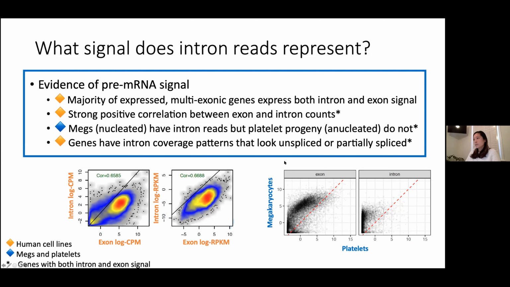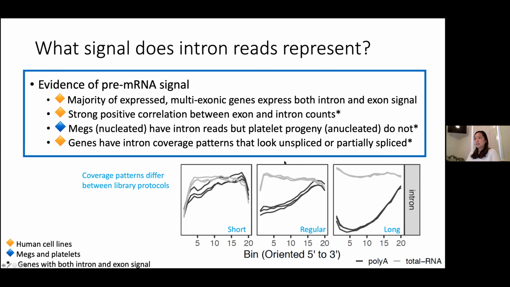Last of all, we look at genes and their coverage patterns. When we look at the coverage patterns of, again, the human cell lines, these are separated into short, regular, and long genes based on the length of the intronic region. Then we've got the 3 different replicates of the poly A and the total RNA represented by black and gray. If we first focus on the total RNA signal, across the gene body from 5' to 3' end, that pattern is fairly uniform. If we look at a poly A protocol, then it tends to be higher on the 3' end.